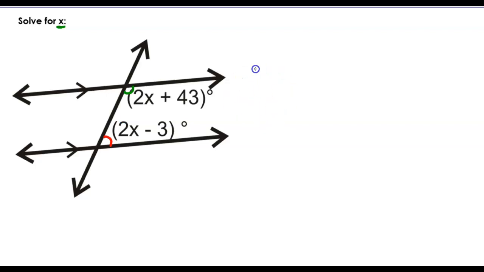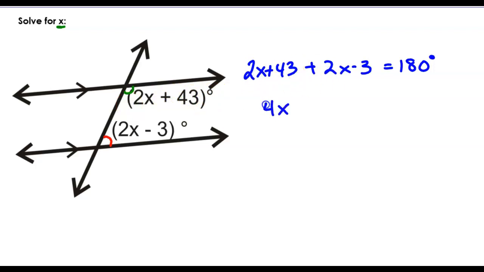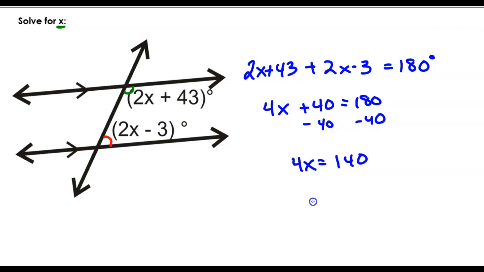Same side interior angles are supplementary, which means that 2x plus 43 plus 2x minus 3 have to add together to be 180 degrees because they are same side interior angles. So now what we do is we simplify or combine like terms. 2x plus 2x is 4x. 43 minus 3 is plus 40 equals 180. Solve for x, subtract 40 from both sides. So we get 4x equals 140. Divide by 4. Divide by 4. And you would get x equals, what is that, 20.